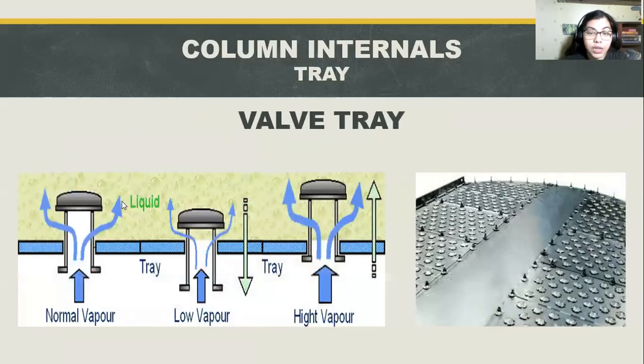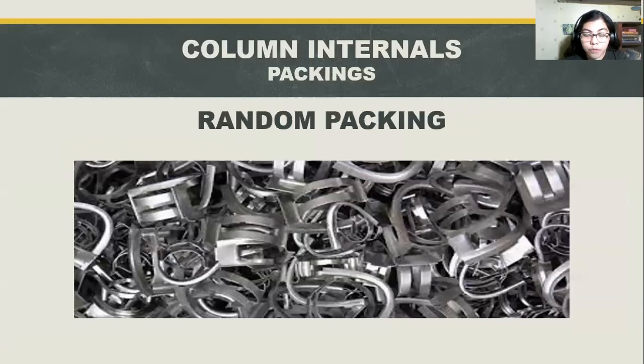Next, we have here a valve tray, and in valve trays, the holes are usually covered by a liftable cap. As the vapor flows, it will lift the cap, thus self-creating a flow area for the passage of vapor. The lifting cap directs the vapor to flow horizontally into the liquid, thus providing better mixing than is possible in sieve trays.